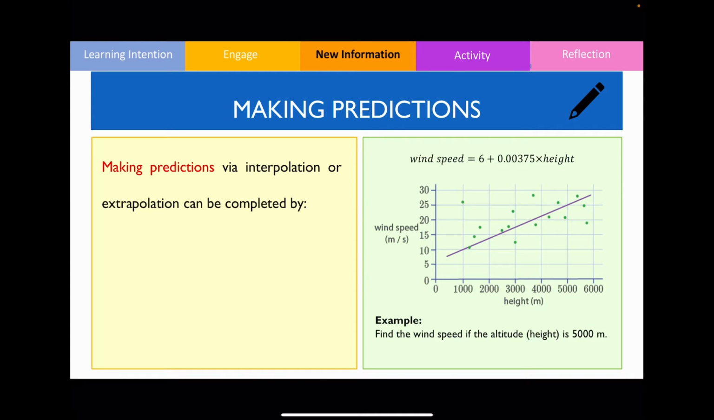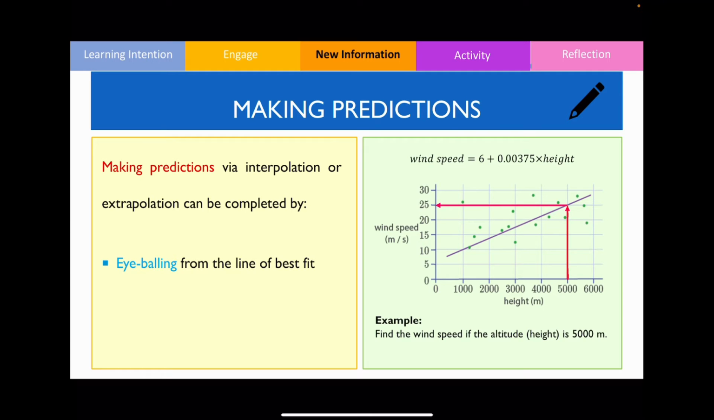When we're making predictions via interpolation or extrapolation, this can be completed in one of the following ways. We could do this by eyeballing from the line of best fit to determine what the value is going to be. So for instance, if we're trying to find out the wind speed when the altitude is 5,000 meters, you could line up this value over here. And if you do that, you can see that it lines up with 25 as the wind speed. So that's one of the methods that we could use to estimate the values.